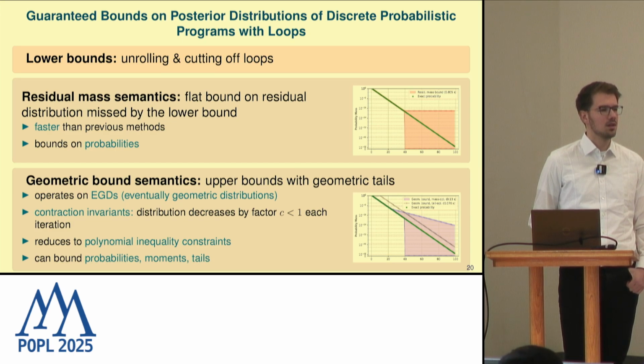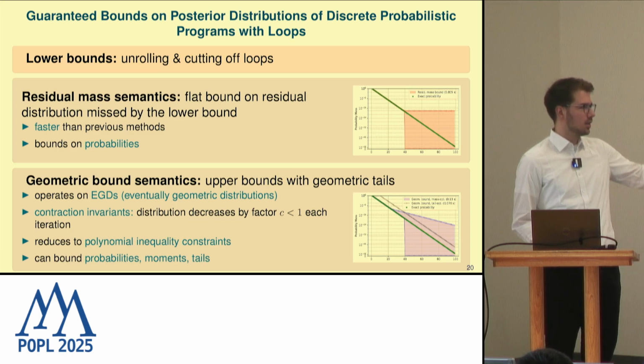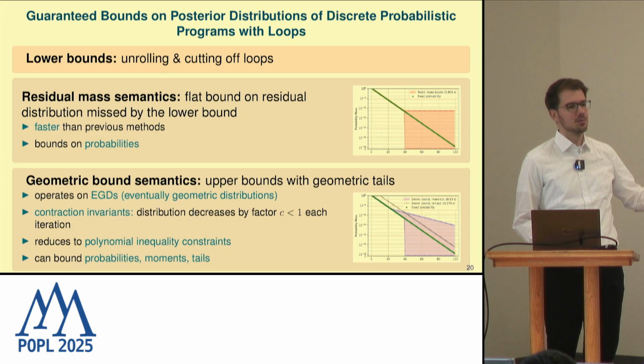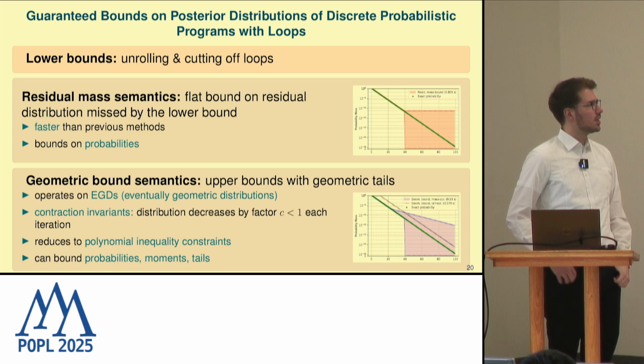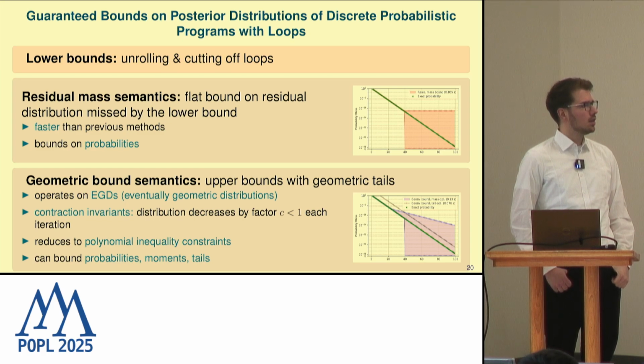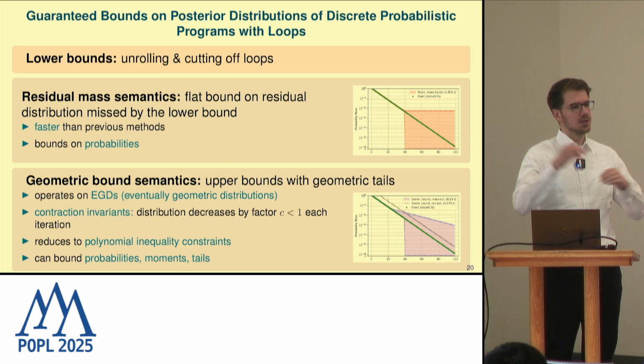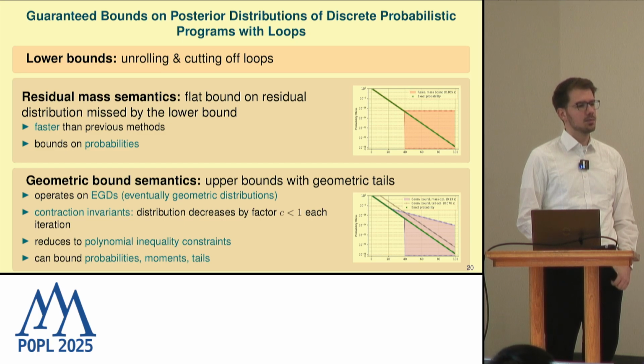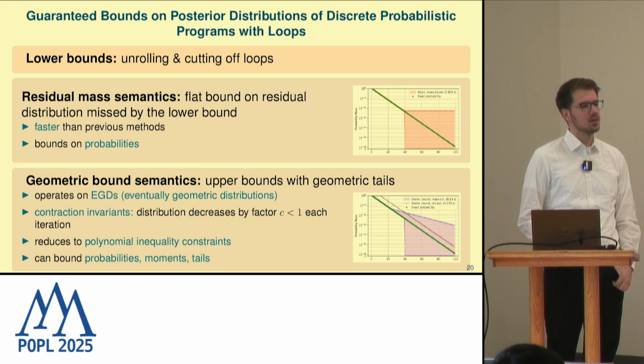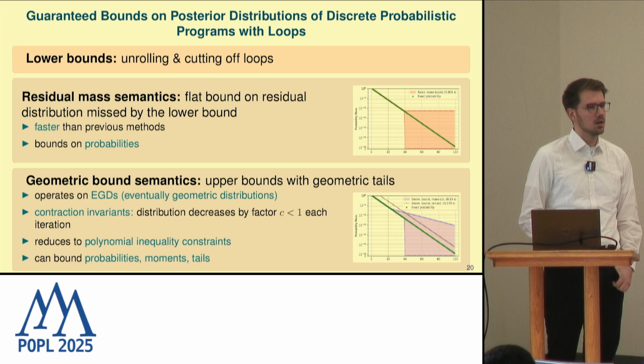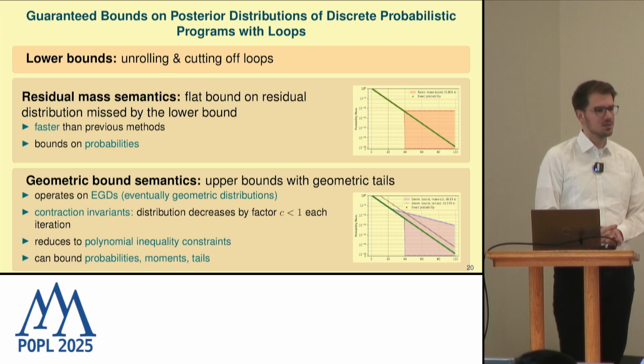Right. So the second semantics, the geometric bound semantics, only works if the program is almost surely terminating. In fact, it has to be positively almost surely terminating. The other semantics you could apply, but you wouldn't get convergence of the bounds. So for the bounds to converge, you need your program to be almost surely terminating. It should be possible. Yes, your bounds won't be super tight, but it should be possible, yeah.